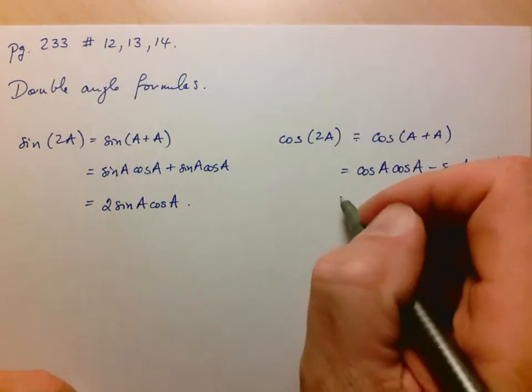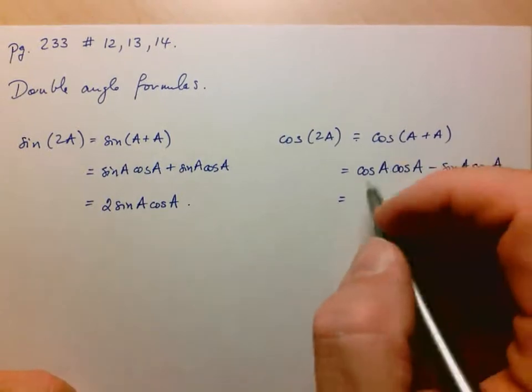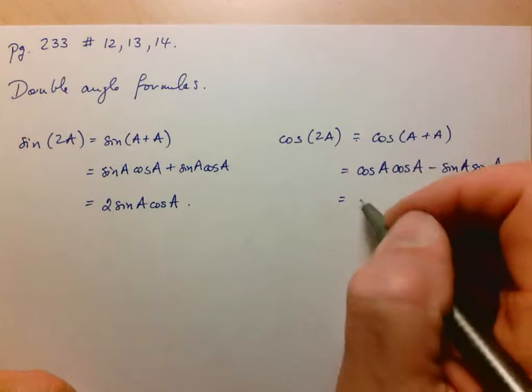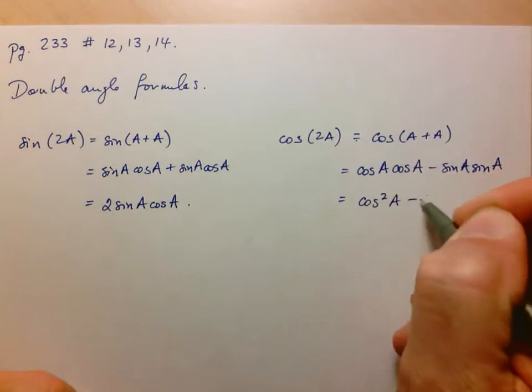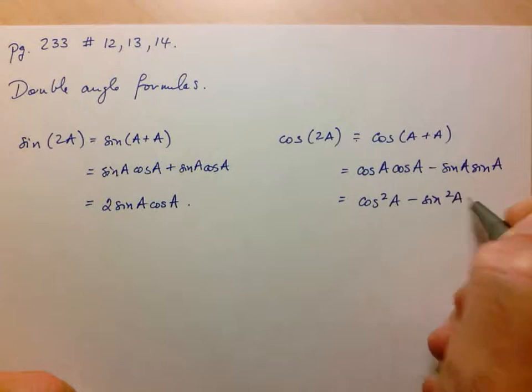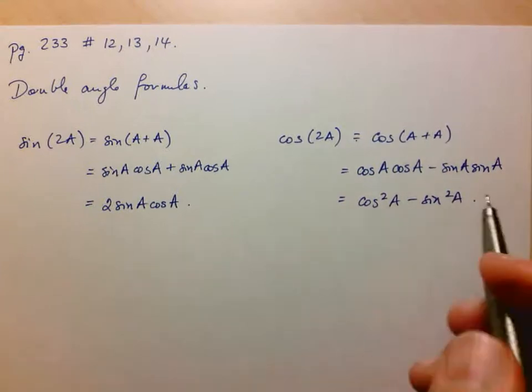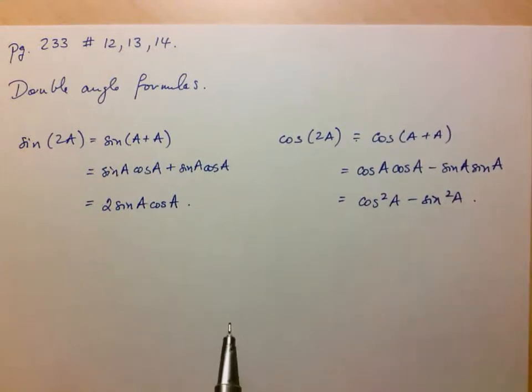So here we see that the cosine double angle formula is just cos squared A minus sine squared A. Now be careful, don't confuse this with our Pythagorean identity, which is sine squared plus cos squared equaling 1.